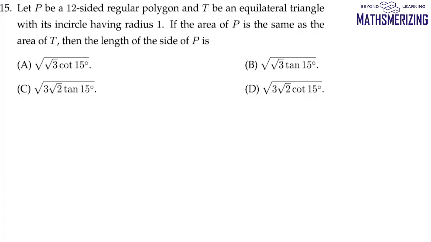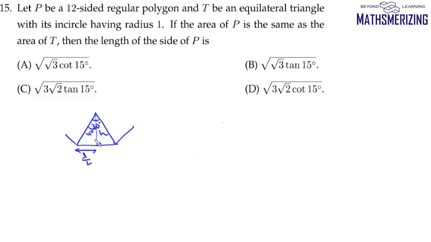Now question number 15 is, let P be a 12-sided regular polygon and T be an equilateral triangle with its incenter having radius 1. If the area of P is the same as the area of T, then the length of the side of P is. Now first, we'll consider this regular polygon having 12 sides. Now this angle will be 360 by 12, and that'll be 30 degrees. And suppose the length of the side is L. So we drop a perpendicular. Now this is L by 2 and this is 15 degrees.